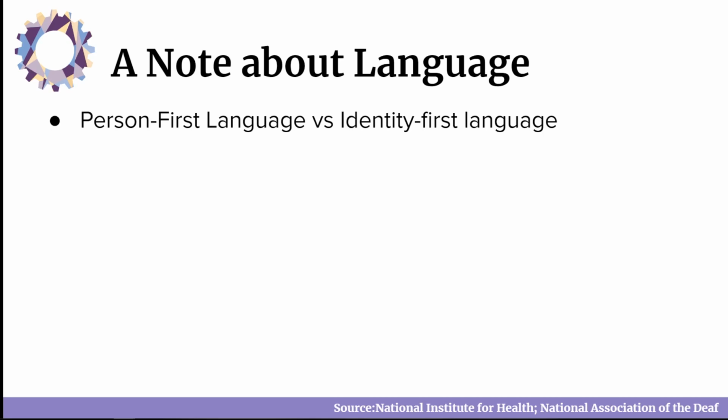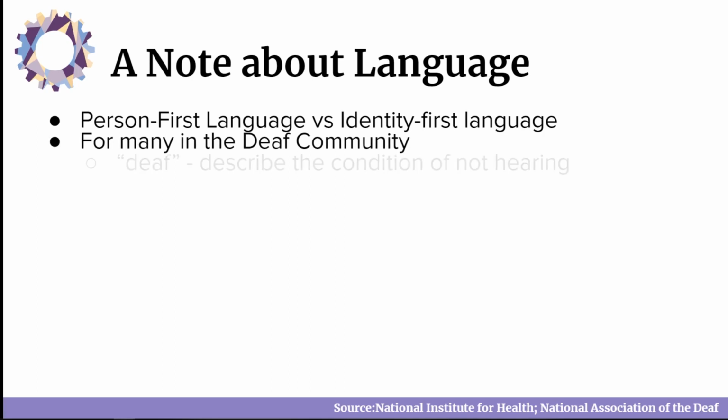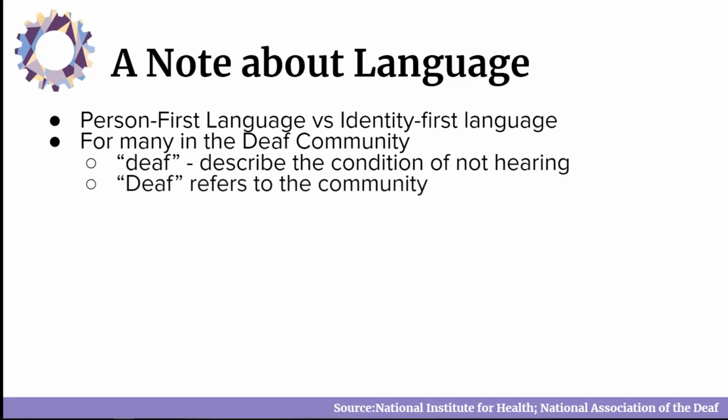They believe that if language is needed to separate them from a trait of theirs, it suggests that trait is negative. They may prefer to use identity-first language because they feel the trait is a core component of their identity. Many people in the deaf community, for example, have rejected person-first language. Lowercase deaf is used to describe the audiological condition of not hearing, while uppercase Deaf refers to the community. The Deaf community in the U.S. shares a language, American Sign Language, and a culture.